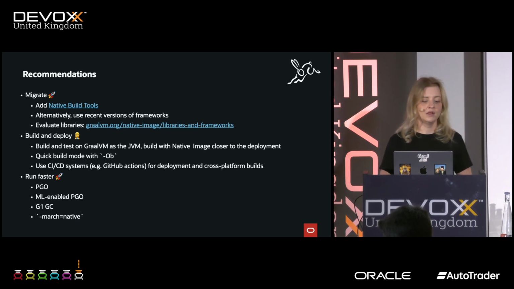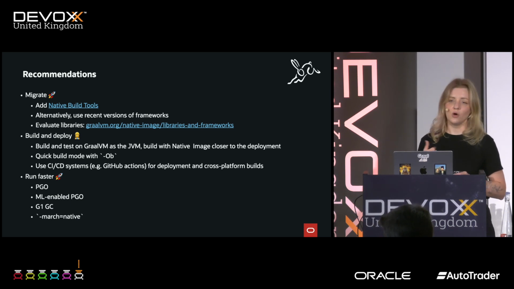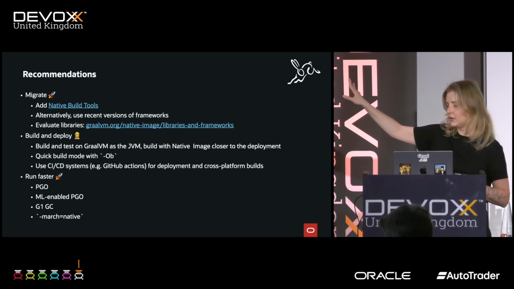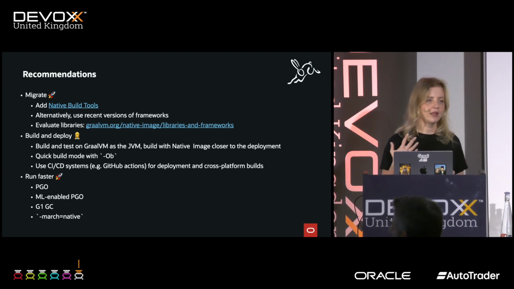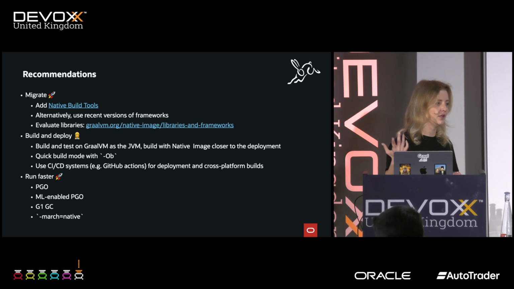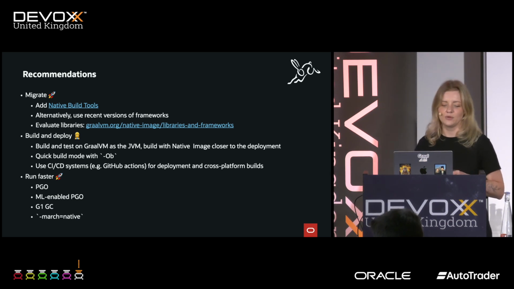Or if you are using recent versions of frameworks, for example Spring Boot starting with version 3.0, native build tools will be included, so there are no extra steps needed from your side. And to evaluate libraries and their availability to you in native image mode, you can also go to that Ready for Native Image page that I showed you on the website, and there you can see the libraries that are available to you.